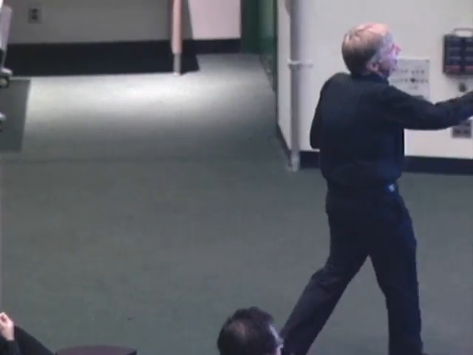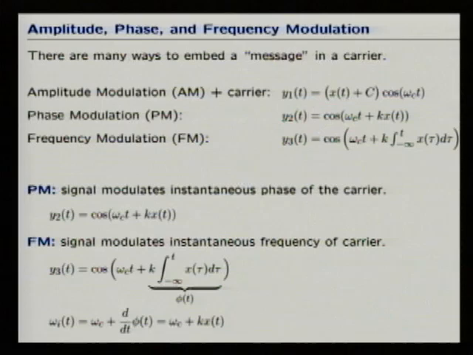Here are three classics. You can do amplitude modulation, phase modulation, and frequency modulation as well. All of those systems work. First off, amplitude modulation: cos omega_c t is the carrier. That's the thing that goes through the medium well. Now we want to somehow embed the message on the carrier.